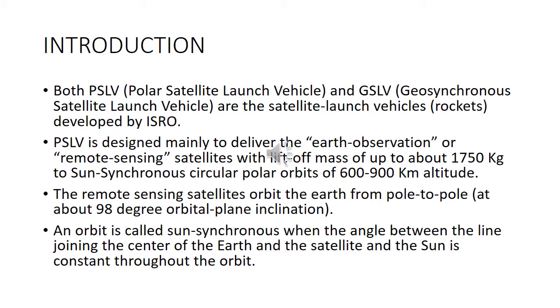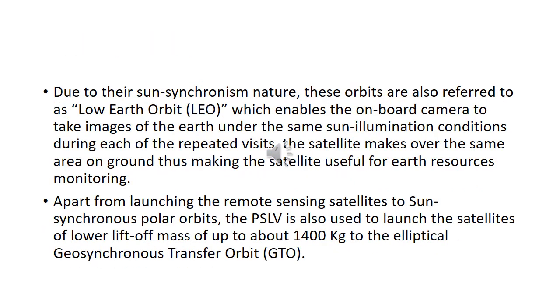An orbit is called a sun synchronous orbit when the angle between the line joining the center of the earth and the satellite, and the sun, is constant through the orbit. That is, they are basically in the same plane. Since these orbits are sun-synchronous in nature, and we also refer to them as lower Earth orbits (LEO), this enables the onboard camera to take images of the Earth under the same sun illumination conditions during each of the repeated visits. That is, at a particular point of time, the satellite is at the same place.